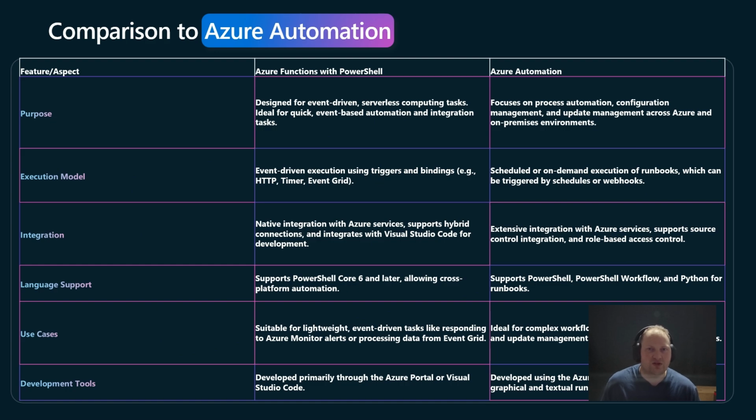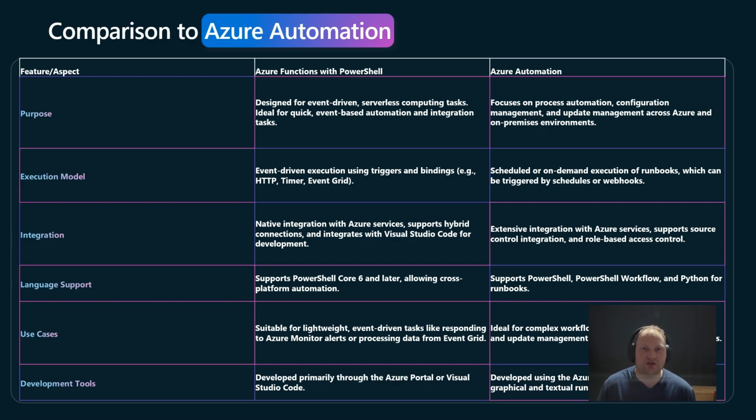Now let's look at the execution model between them. Azure Functions is trigger-based, executing based on events such as HTTP requests, timers, or events from other sources like Event Grid. This makes it great for on-demand, lightweight tasks. In contrast, Azure Automation operates on a scheduled or on-demand basis through runbooks and schedules. These runbooks can be triggered manually or via webhooks, making it ideal for those recurring processes.